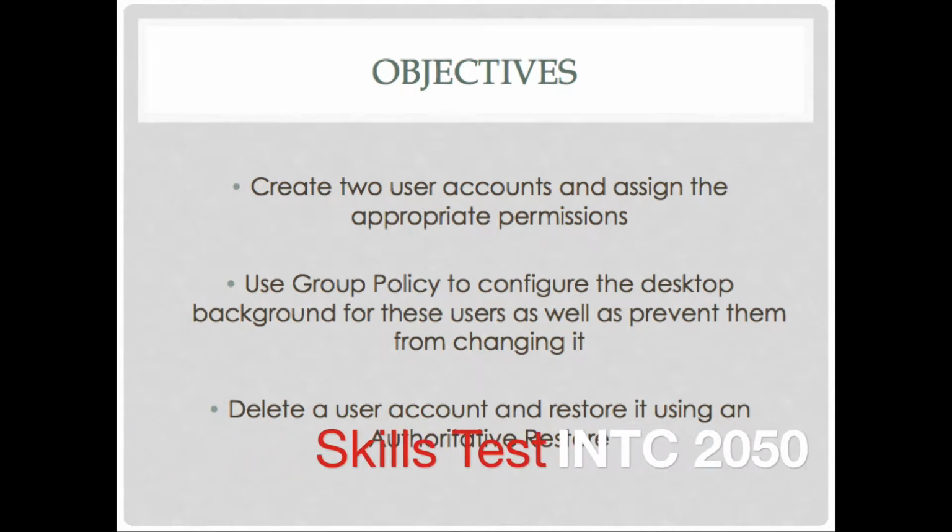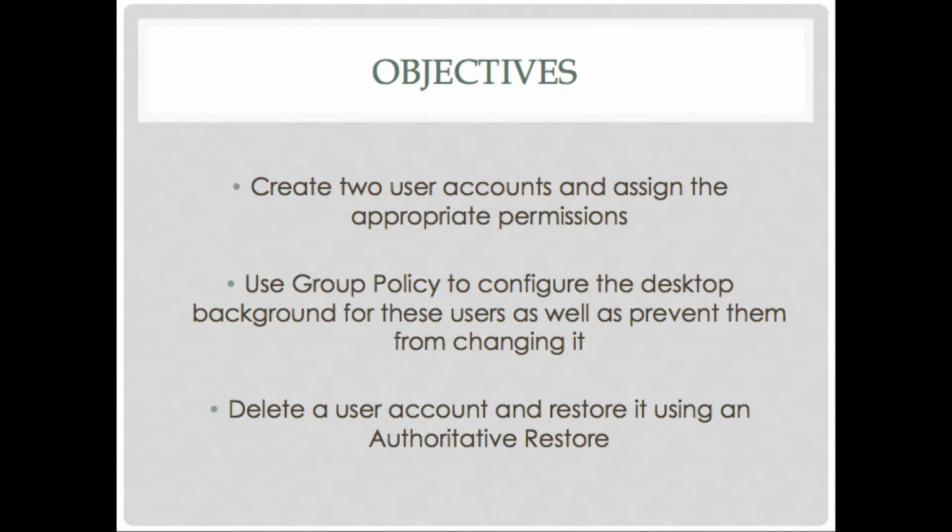In this video, I'll be creating two user accounts, adding them to a security group as well as an OU, and assigning them some share permissions. And then we're going to use group policy to configure the desktop for these users, as well as prevent them from changing it. And lastly, we're going to delete a user account and restore it using Authoritative Restore.